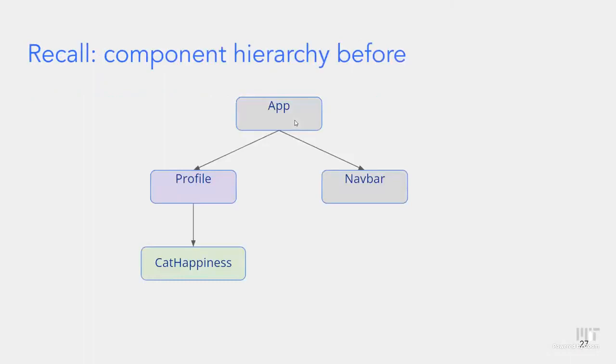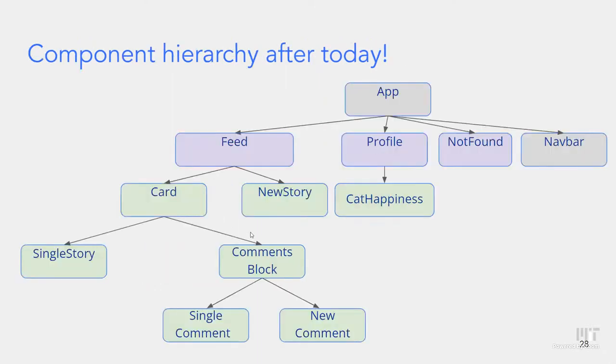And if you recall the component hierarchy from where we ended off from workshop 2, we have a profile page, and inside the profile page, we have a cat happiness component. After today's workshop, we'll be adding 2 new pages, a not found page and a feed page. It has a lot of new components, such as the card, new story, single story, comments box, single comment, new comment.